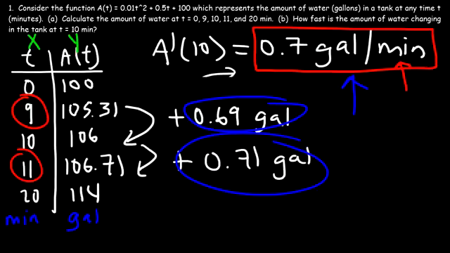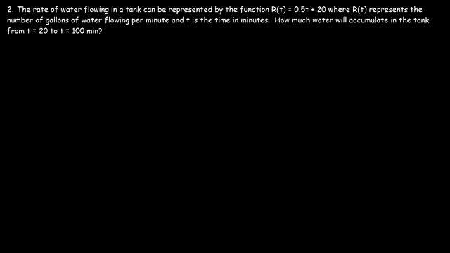And so hopefully this example illustrates how derivatives can be used to calculate an instantaneous rate of change. It can tell you how fast something is changing per unit of time. Now let's work on this problem.